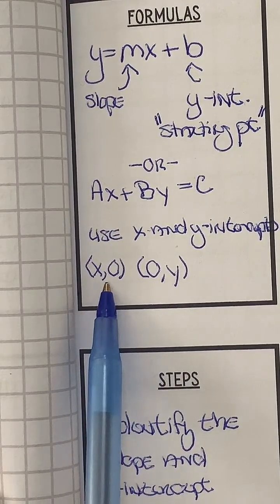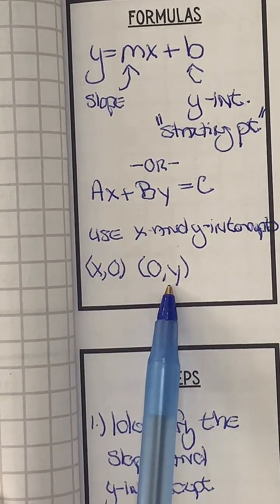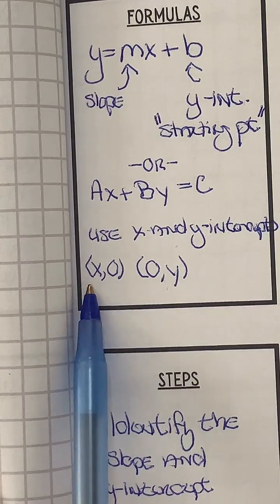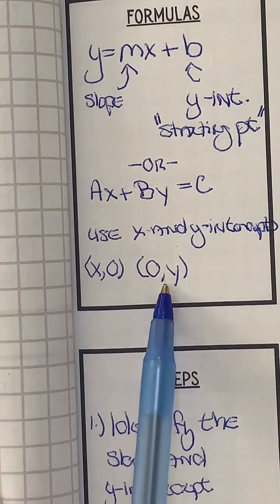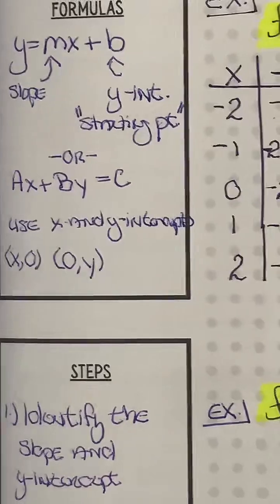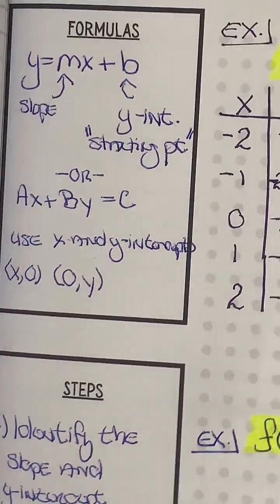You have x equals 0, and you have 0, comma y. Okay, so x comma 0, and 0, comma y. Okay? So let's fold this up and do a little bit of shrinkage.